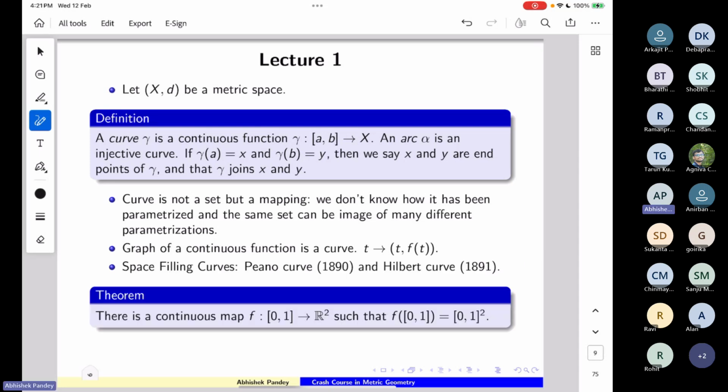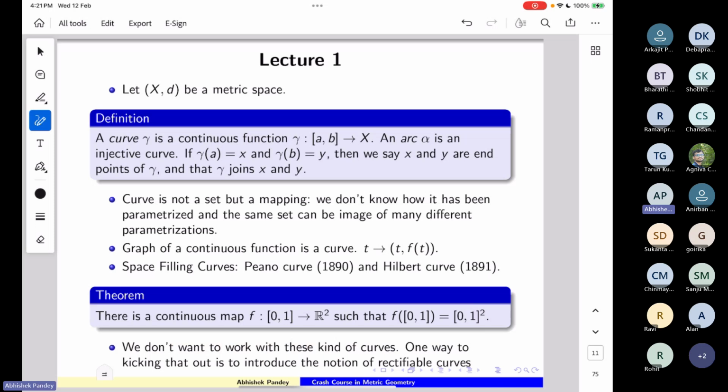Okay, so there are some kinds of curves known as space filling curves, first introduced by Peano and then by Hilbert. Hilbert gave another example of a Peano curve. It says that there exists a continuous map f from [0, 1] to R2 such that the image of this interval under f is the whole square. That's why it is known as a space filling curve, because it is filling all of the square. We basically don't want to work with these kinds of curves, and one way to rule them out is to introduce the notion of rectifiable curves.